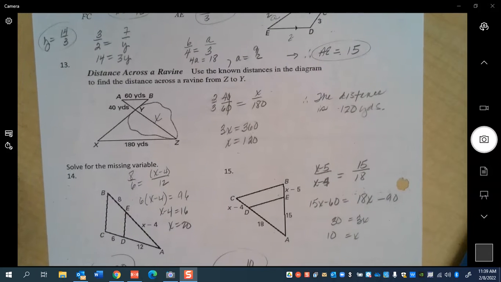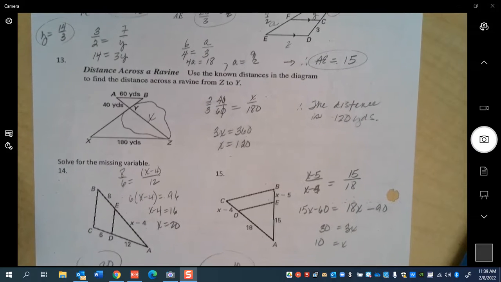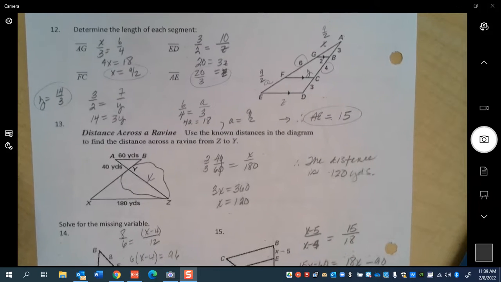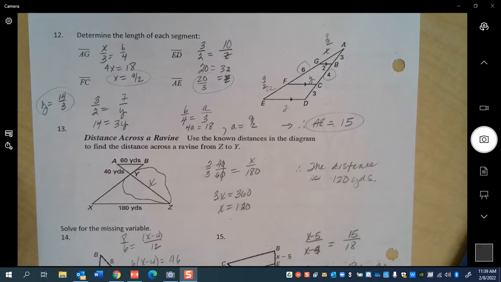Distance across the lake. Is everybody good with that? Go ahead. Sorry, how did you get FC and ED on 12? How did I get FC and ED? Okay. So FC and ED, because this triangle here, ABG, has a 3 to 2 relationship between these two sides. So for me to get FC, I added 3 and 4 together, and I used AC as 7. So 3 to 7 is going to be the same as 2 to Y. This is that proportion here.